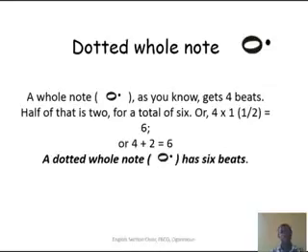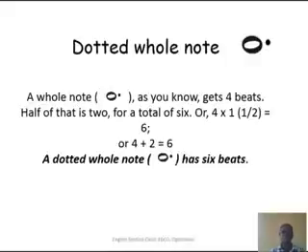Let's move on as we talk about dotted notes. But before we go into others, let's first treat the dotted whole note. Those dots you see behind some notes are supposed to be there. A dot just to the right of a note makes the note longer. How much longer? Well, it depends on what note it follows.